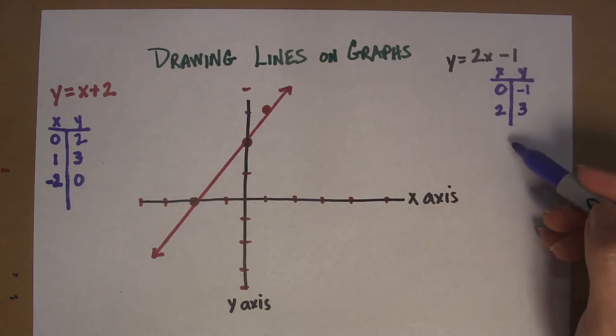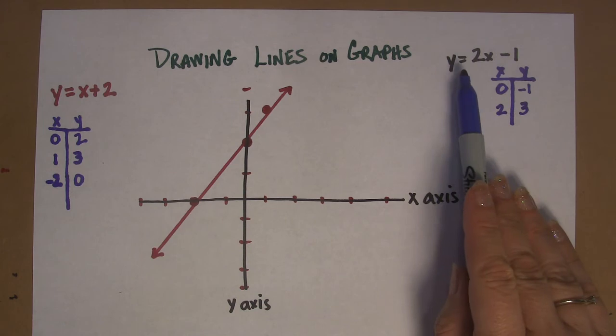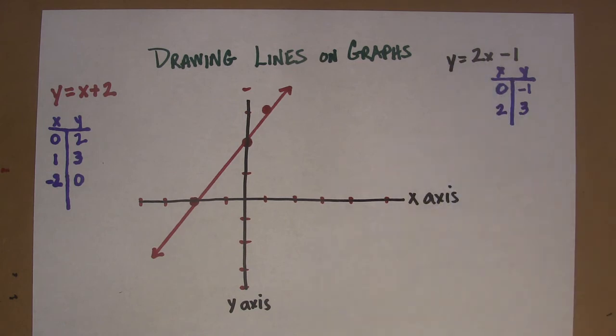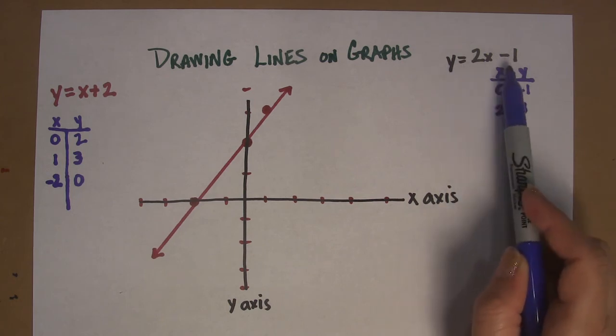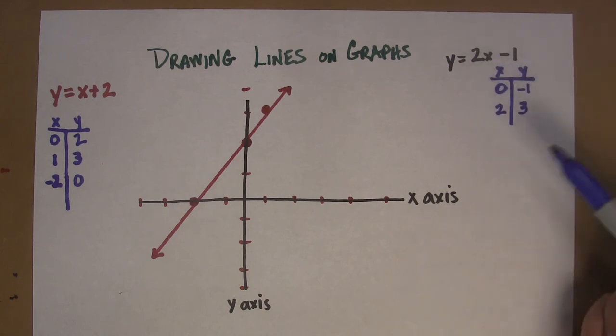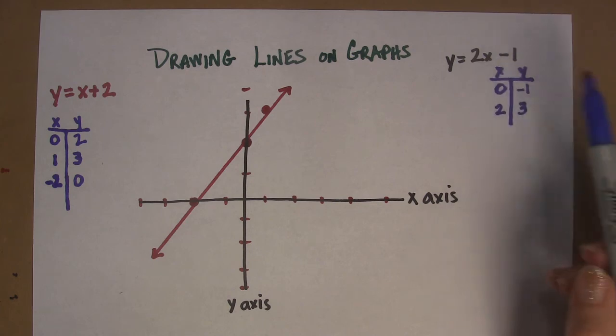Now, I'm going to stop here. Why am I going to stop here? I'll tell you why. Because I know that this is a straight line. How do I know? I just know. All of the equations that I ask you to draw in this chapter are going to be straight lines. And there is a rule that says you only need 2 points to determine a line.